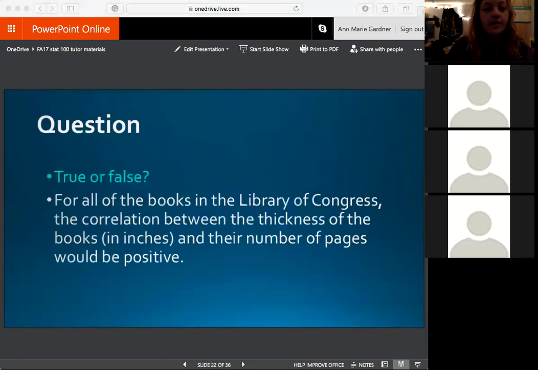All right, so here's a question. True or false: for all the books in the Library of Congress, the correlation between the thickness of the books in inches and their number of pages would be positive. Let me know what you think the answer is, and then we will review it together.